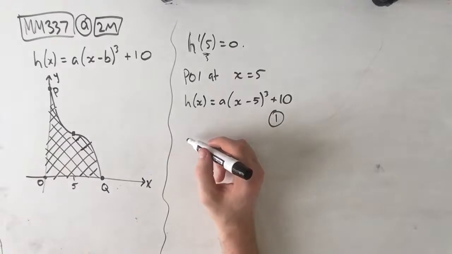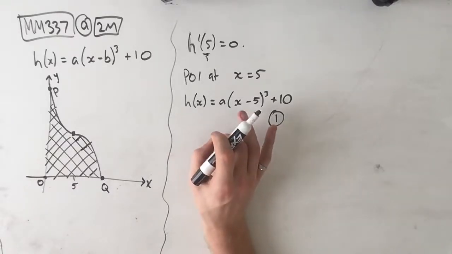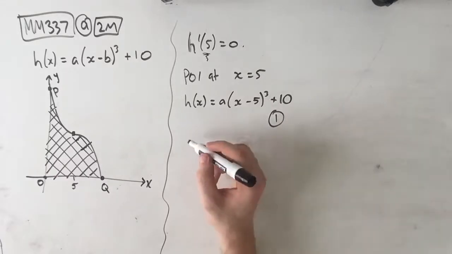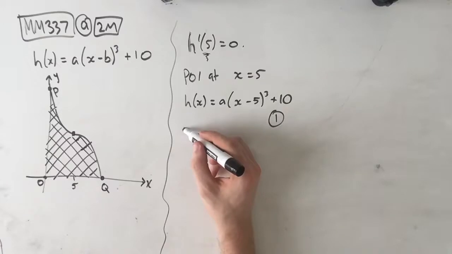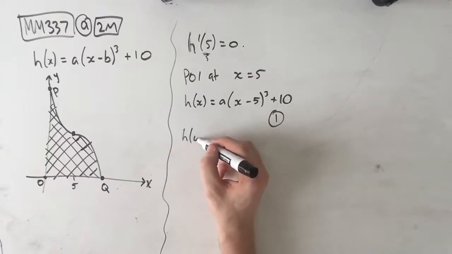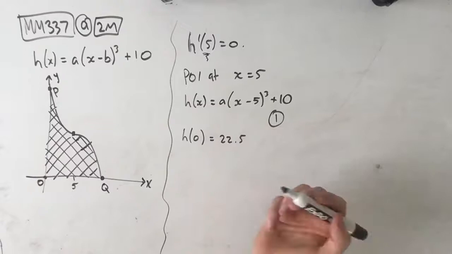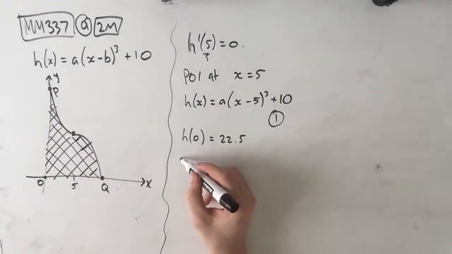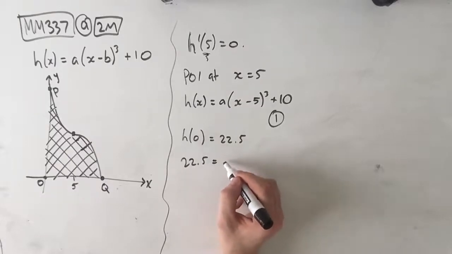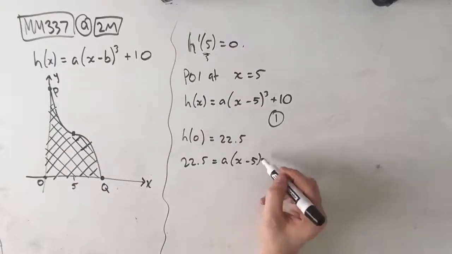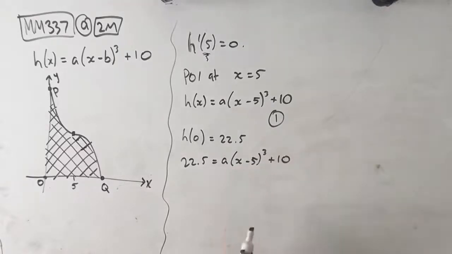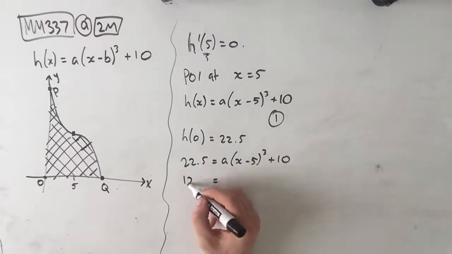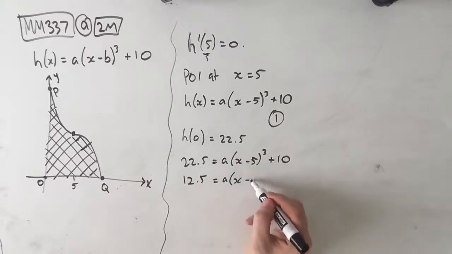So from here we know that the second piece of information that it tells us in part A is that the slide starts 22.5 meters above the ground. Okay, so our y value is 22.5, so h(0) = 22.5. Right, because it starts at x equals 0, and that's where point P is. So therefore 22.5 = a(x - 5)^3 + 10. Awesome. So to get a by itself, we're going to minus 10 from both sides. So we get 12.5 = a(x - 5)^3.